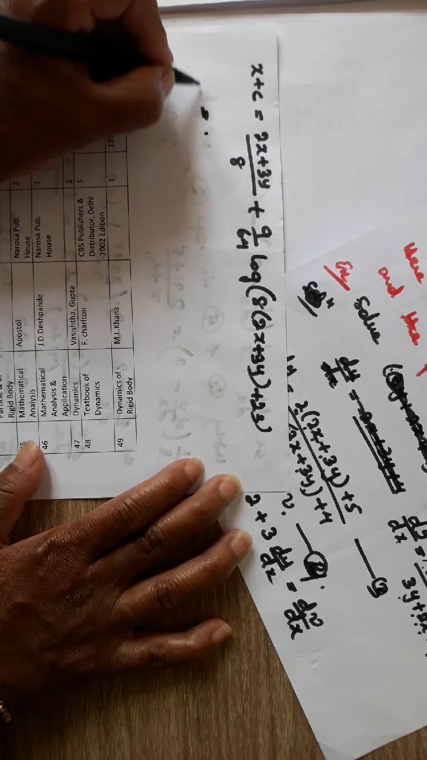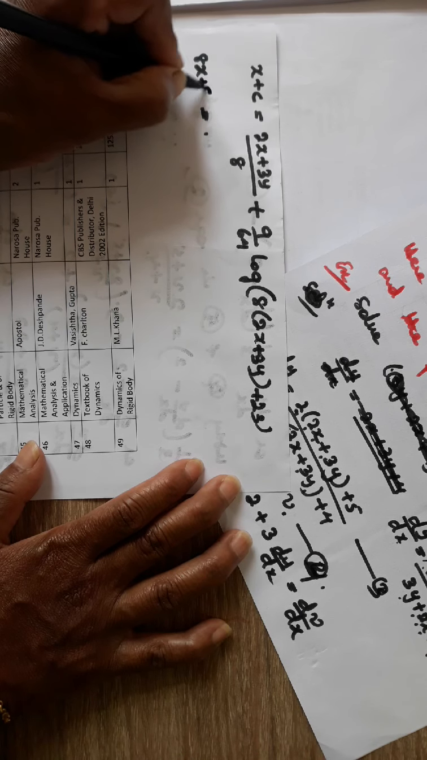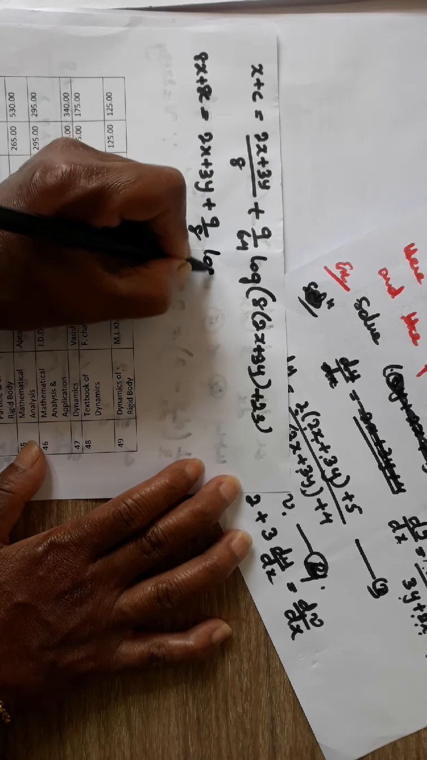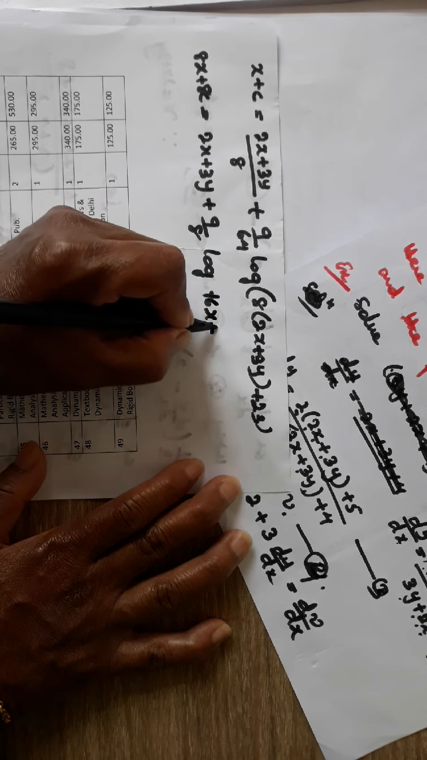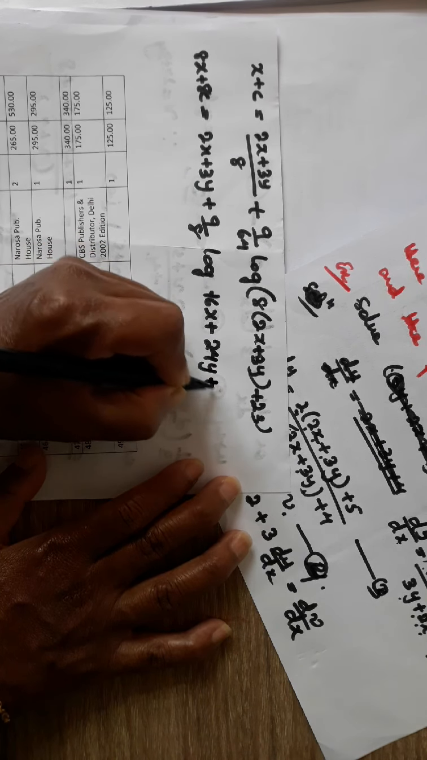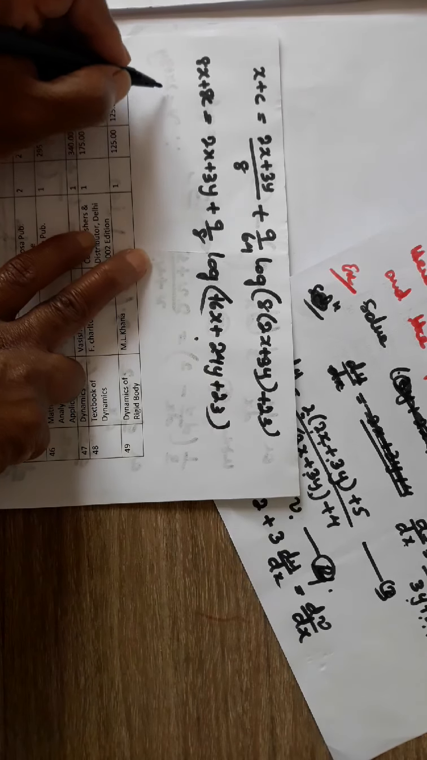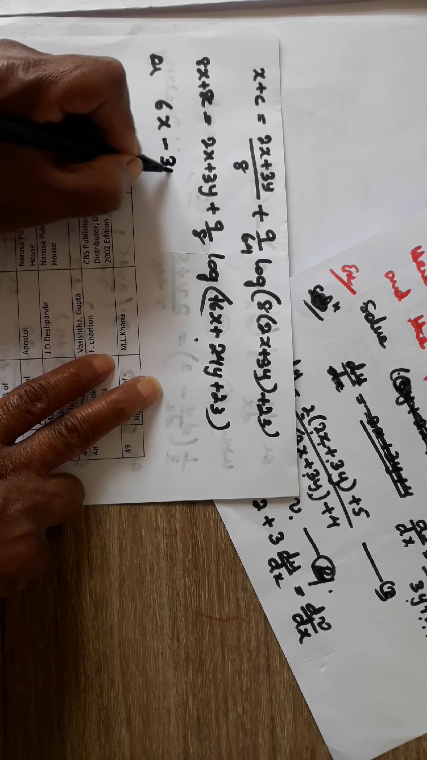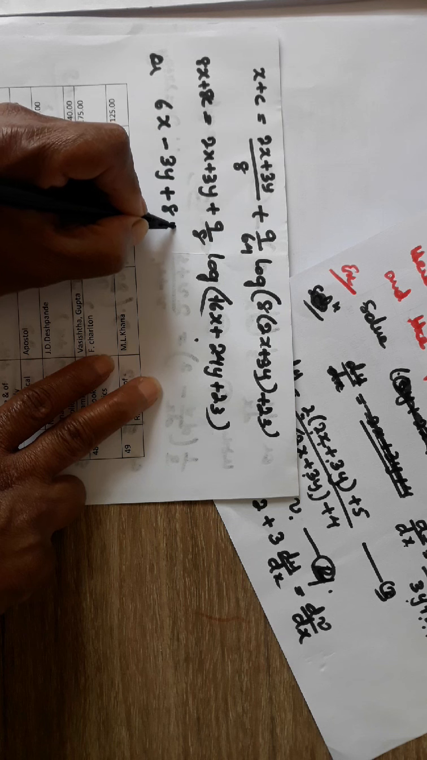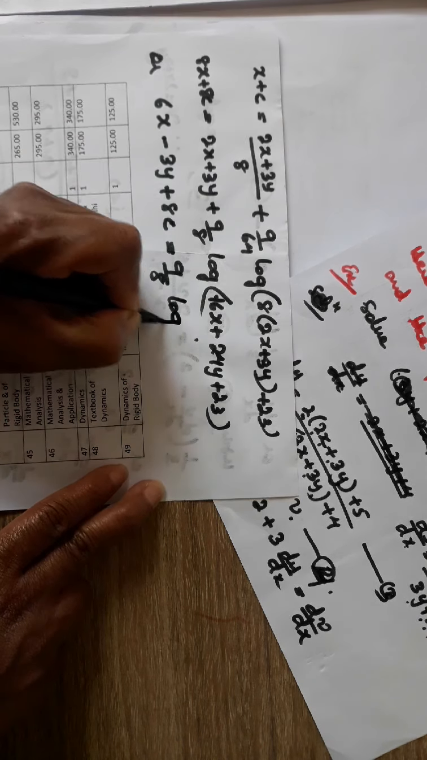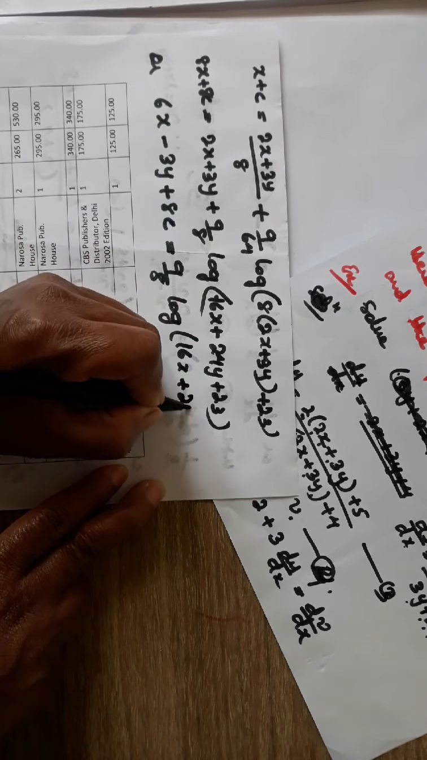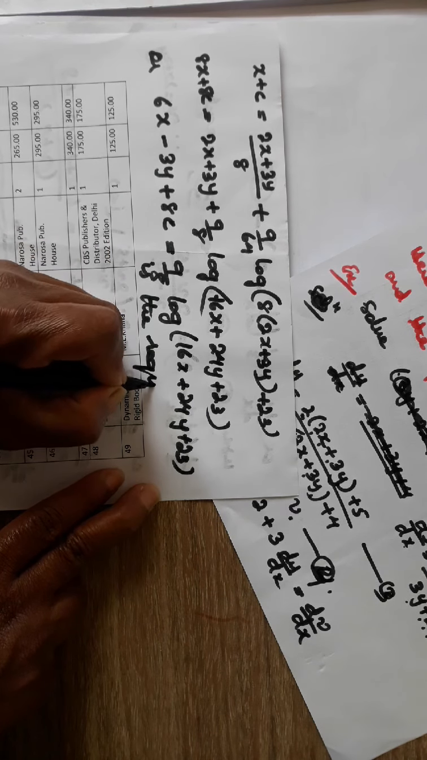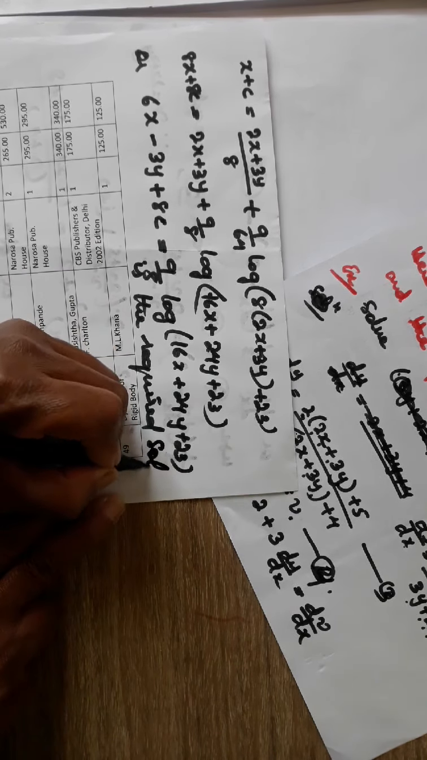Cross multiply this: you have 8x plus 8c is equal to 2x plus 3y plus 9/8 log of (16x plus 24y plus 23). Or you can write the solution: bring this to this side, 6x minus 3y plus 8c is equal to 9/8 log of (16x plus 24y plus 23), which is the required solution, where c is an arbitrary constant. So this is the required solution.